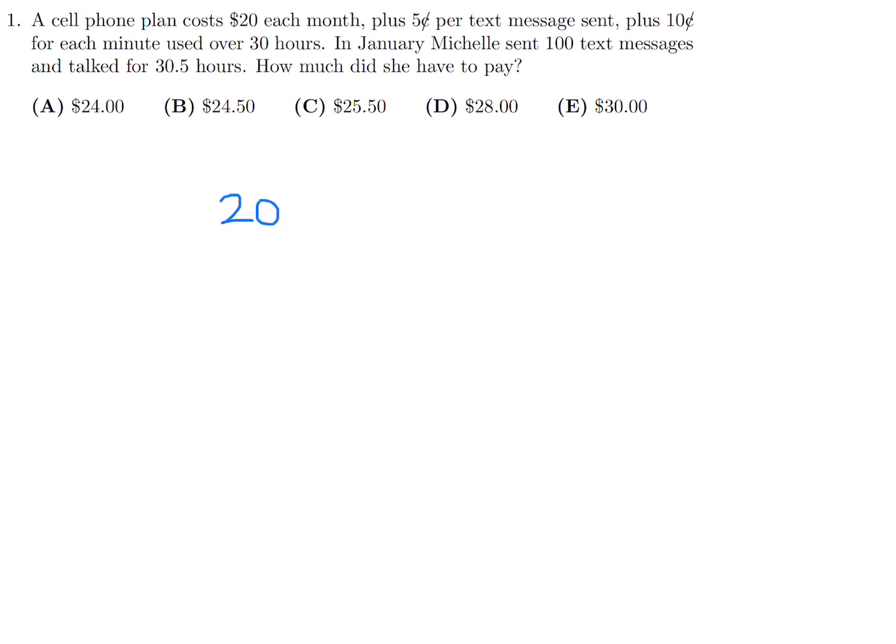How much did she have to pay? She pays the initial $20 flat rate. Then she pays for each text message 5 cents, so that's 0.05, and she sent 100 of them. And then over 30 hours, for her it's half an hour, but we have to convert that to minutes, so it's 30 minutes. For each of those additional minutes, she pays 10 cents.